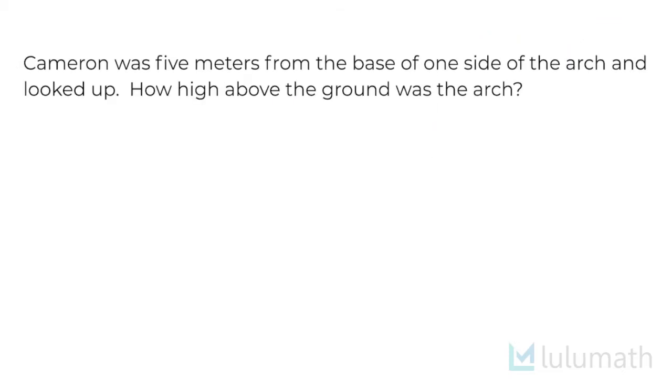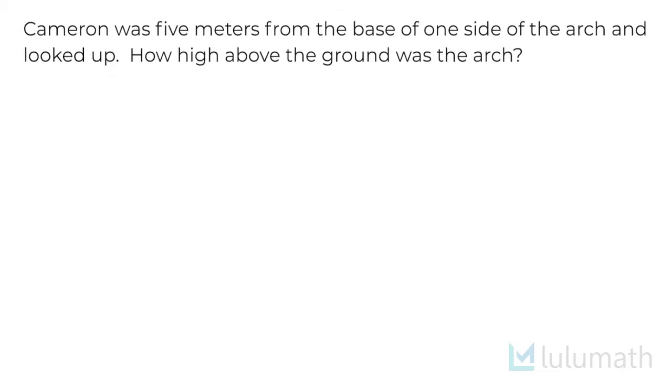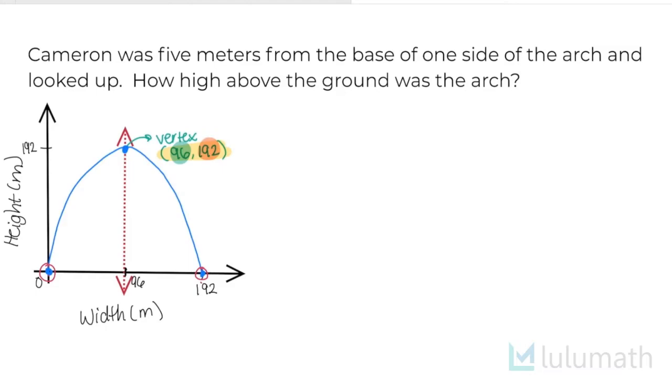Okay, now we're told that Cameron was 5 meters from the base of one side of the arch and looked up. How high above the ground was the arch? So essentially what's happening is we know that he is 5 meters away from one side of the arch, and he looks up, and we want to know how high up this is right here. So we will use our equation to help us determine this value.